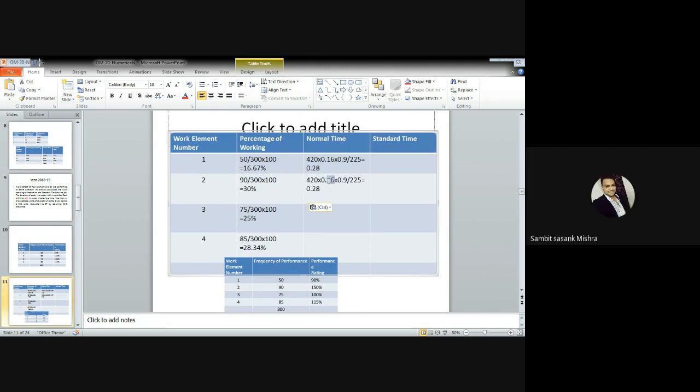So 420 into 0.30 into 1.5, divided by 225. How much? 0.89.